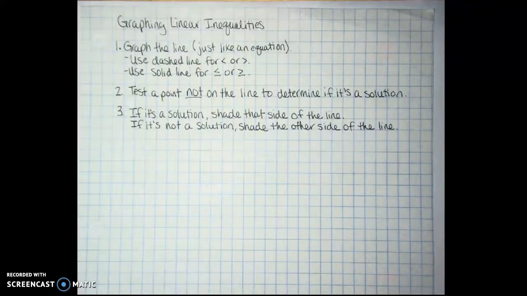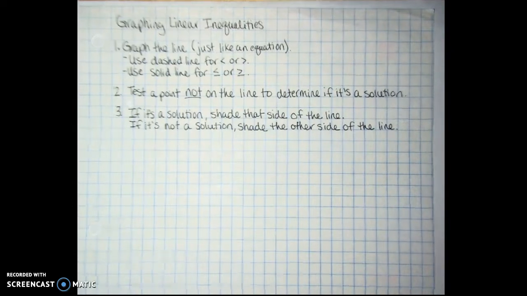Today we are starting graphing linear inequalities, and you will see that this is very similar to graphing equations with two differences. So here are the steps for graphing linear inequalities. First thing you're going to do is graph the line.